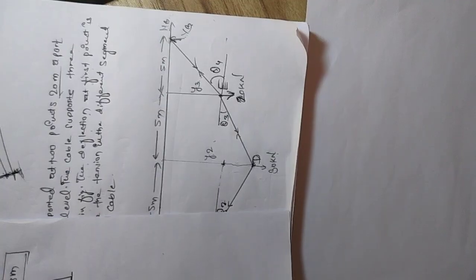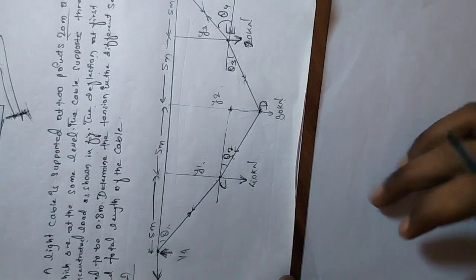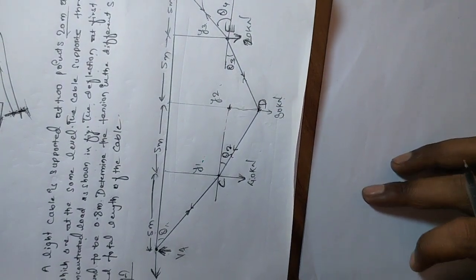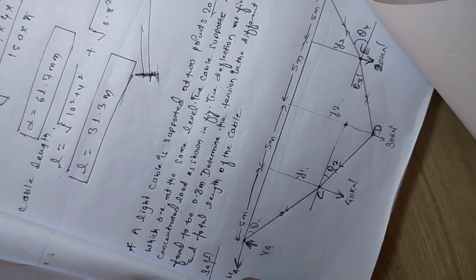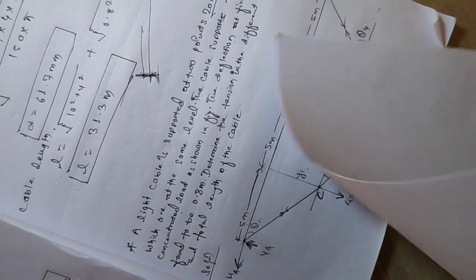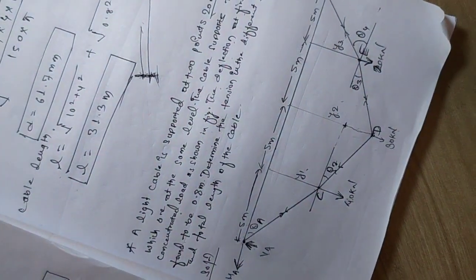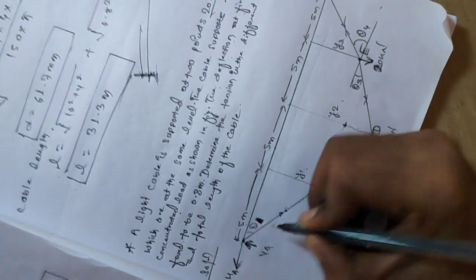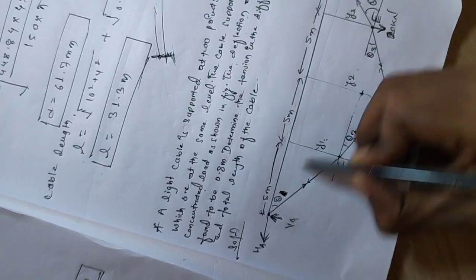Now, as we can see, we have to find the value of theta 1, theta 2, theta 3, and theta 4. On analyzing the figure, we can find the values of the thetas. For theta 1, it is assumed theta 1 will be equal to tan inverse of y1 by 5.